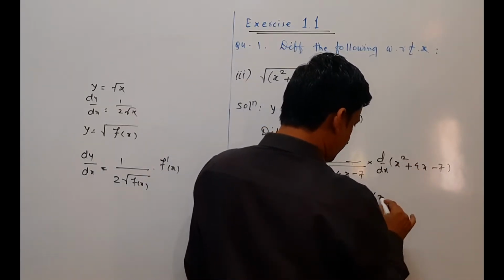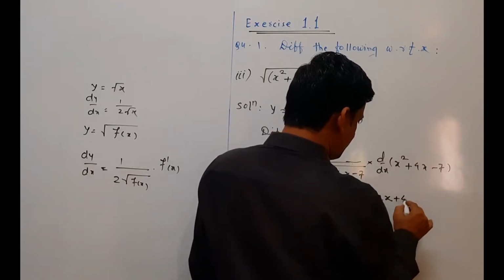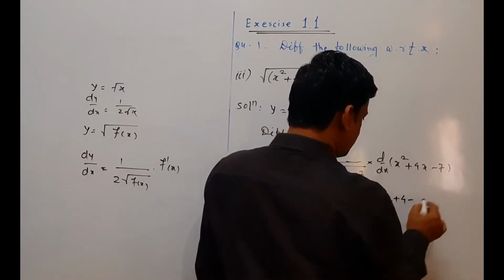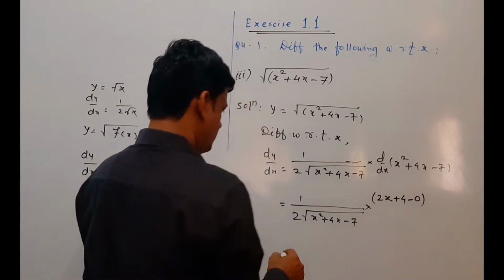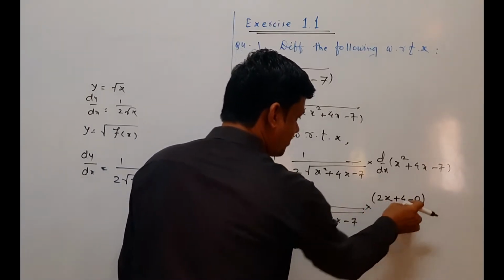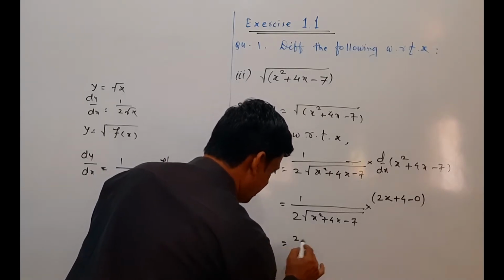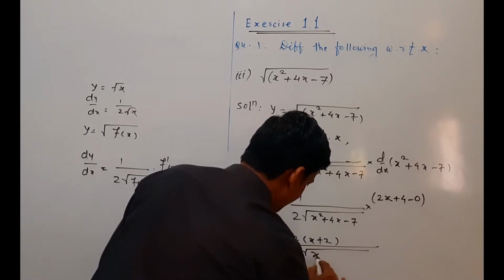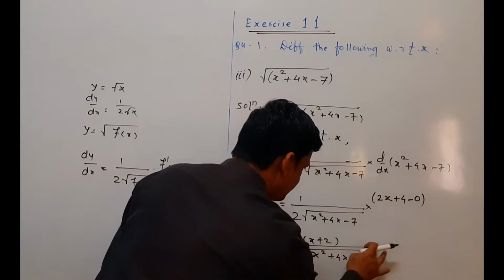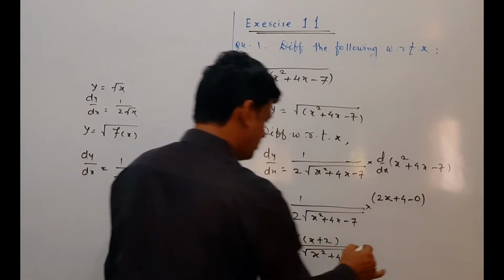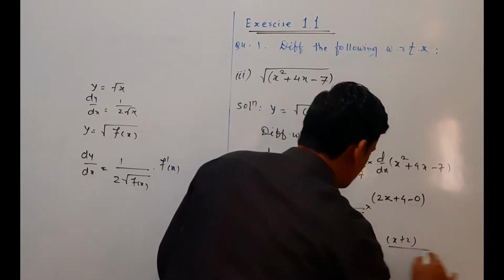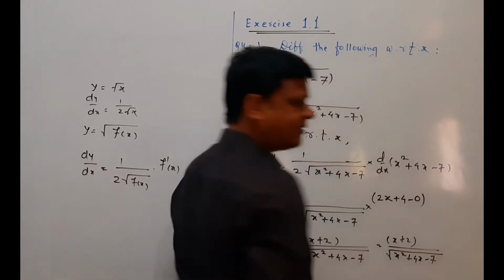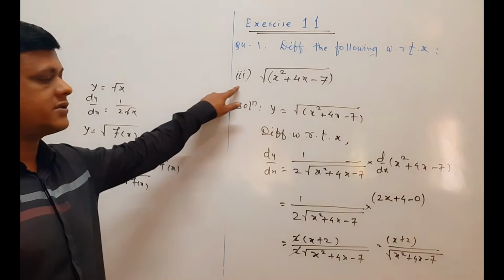derivative of the first term, derivative of x square is 2x, derivative of 4x is 4, because 4 is a constant and derivative of x is 1, so 4 into 1 is 4, and derivative of the constant 7 is 0. So you can take 2 common, so 2x plus 4 can be written in the numerator as 2 in bracket x plus 2 upon 2 root x square plus 4x minus 7. So this 2 gets cancelled, and we write the answer as x plus 2 upon root x square plus 4x minus 7. So in this way you can solve sub question 3.